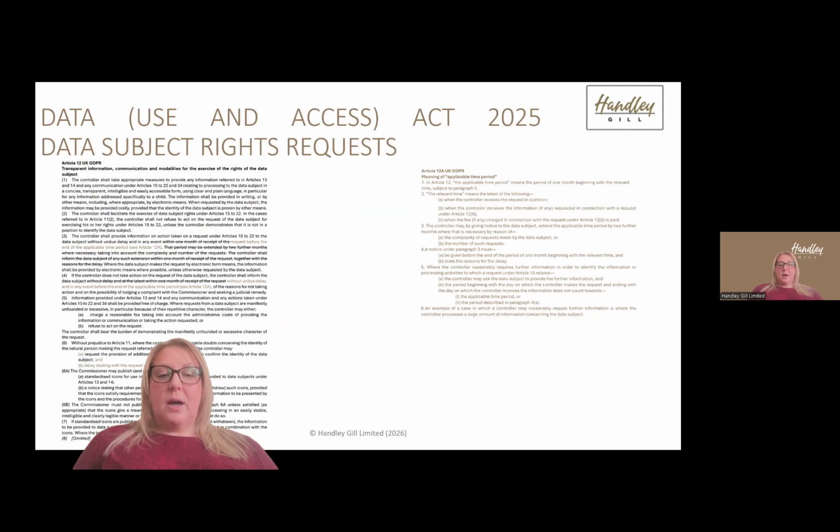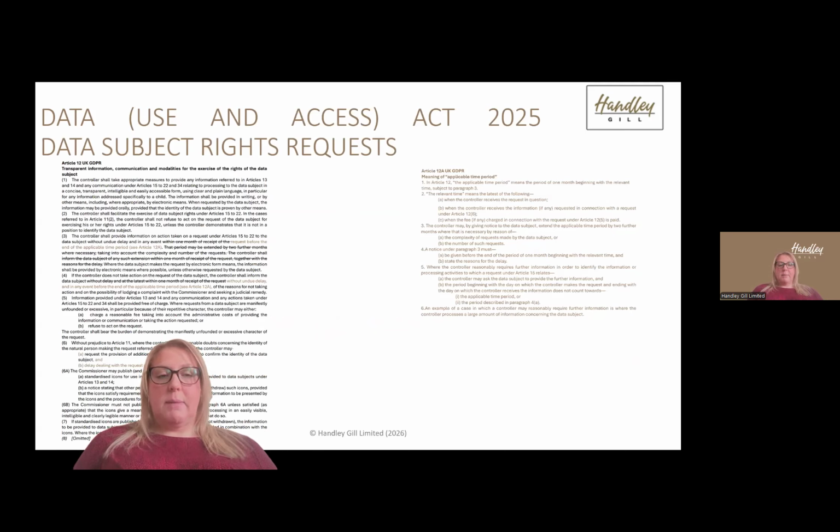So dealing with time periods for complying, there have been amendments made to Article 12 of the UK GDPR and a new provision inserted. So Article 12.3 of the UK GDPR, instead of saying that you had to comply without undue delay and in any event within a month, it now says you have to comply without undue delay and in any event before the end of the applicable time period, which is introduced by Article 12A.